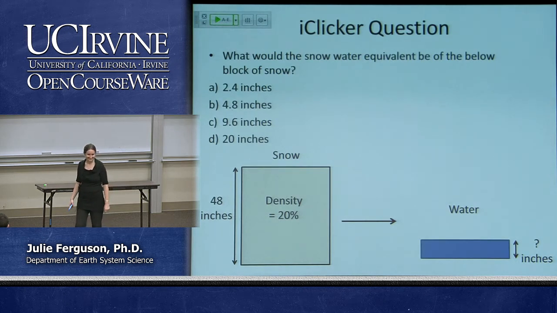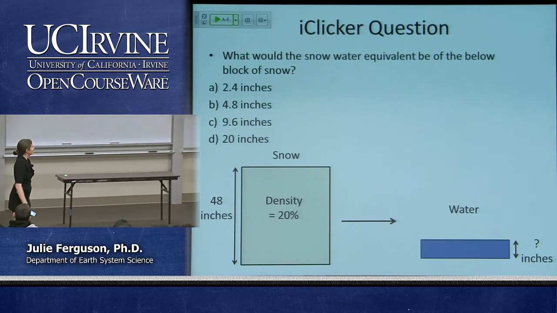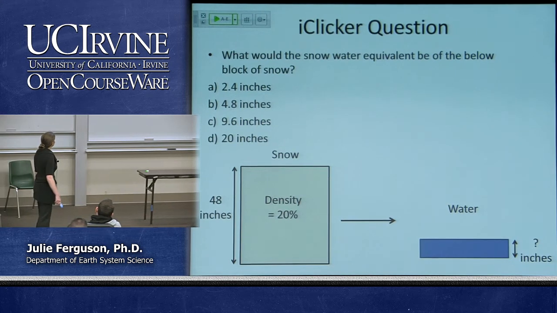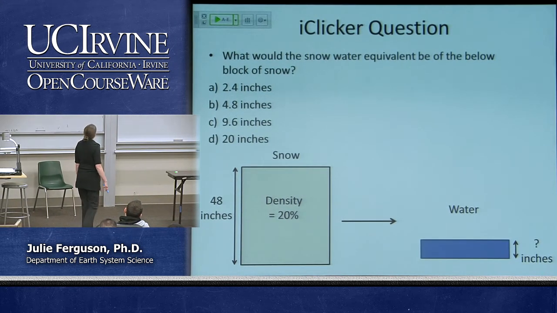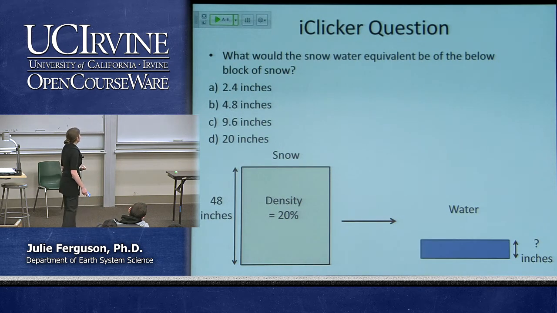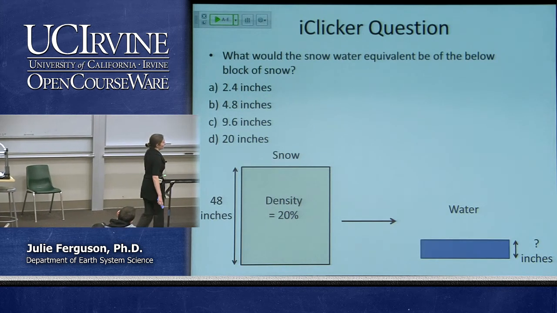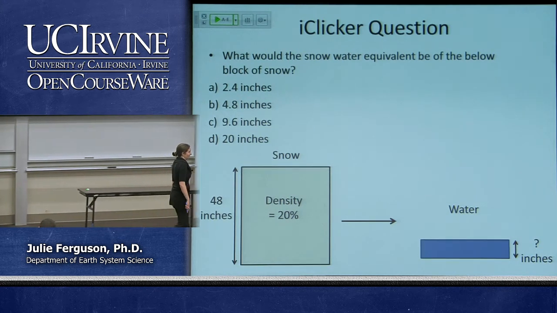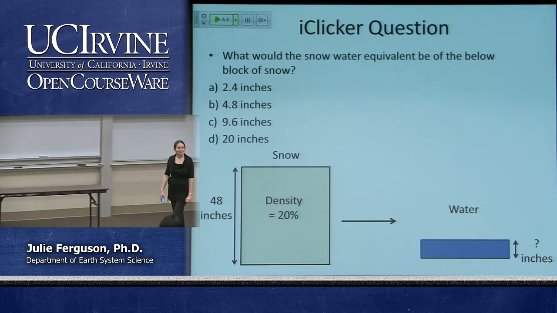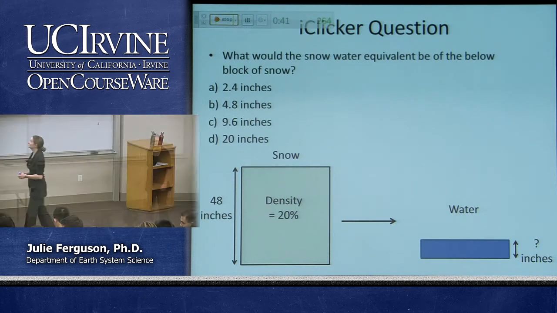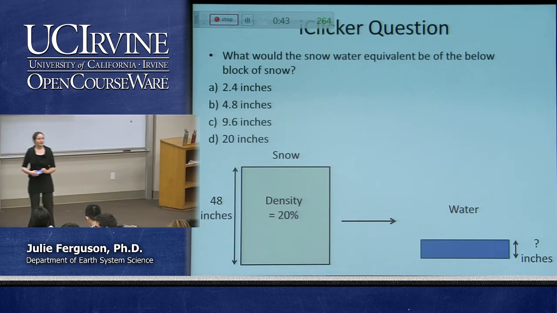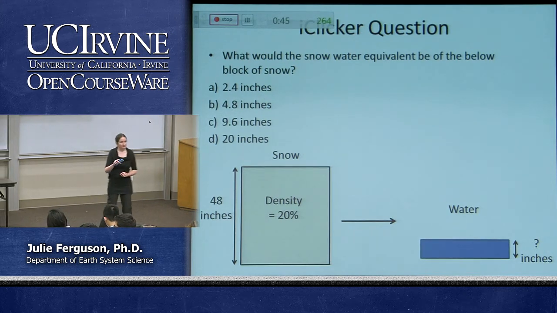So, everyone's favorite thing: what would the snow water equivalent be of a block of snow that's 48 inches and has a density of 20%? Think about it for a second. Talk to your neighbor. You should be able to do this in your head. Any more votes to make? If you haven't voted?